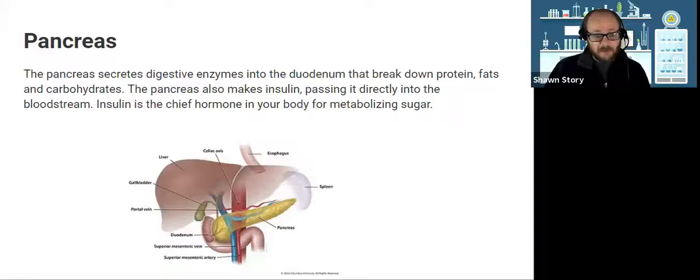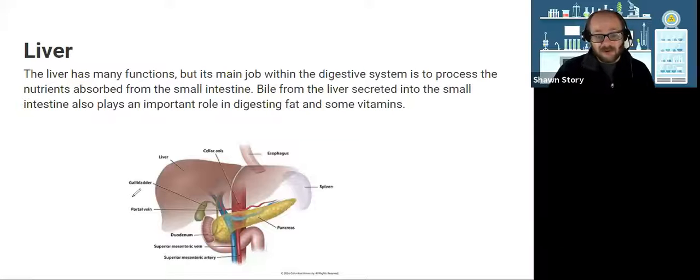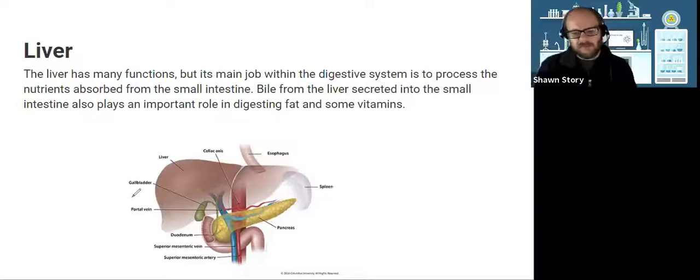All right, so that is our pancreas. Next one is our liver. Who would like to read about our liver?